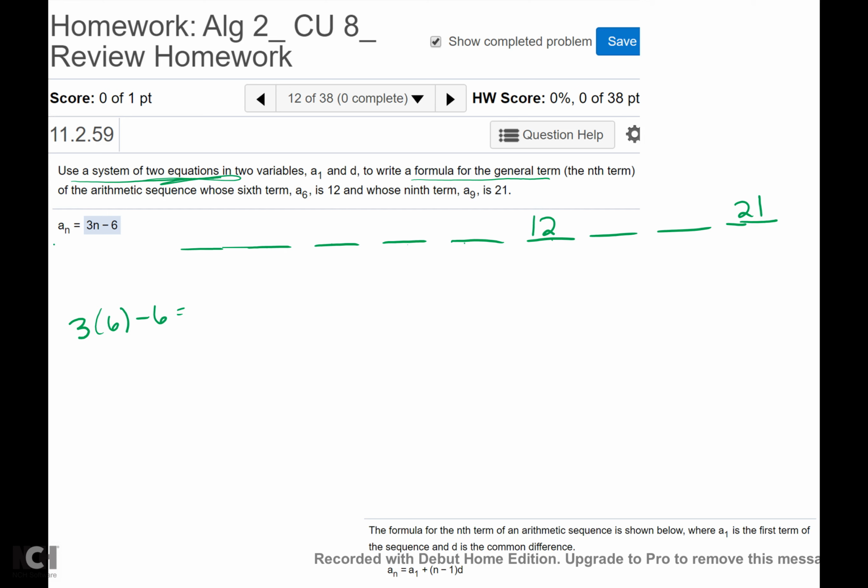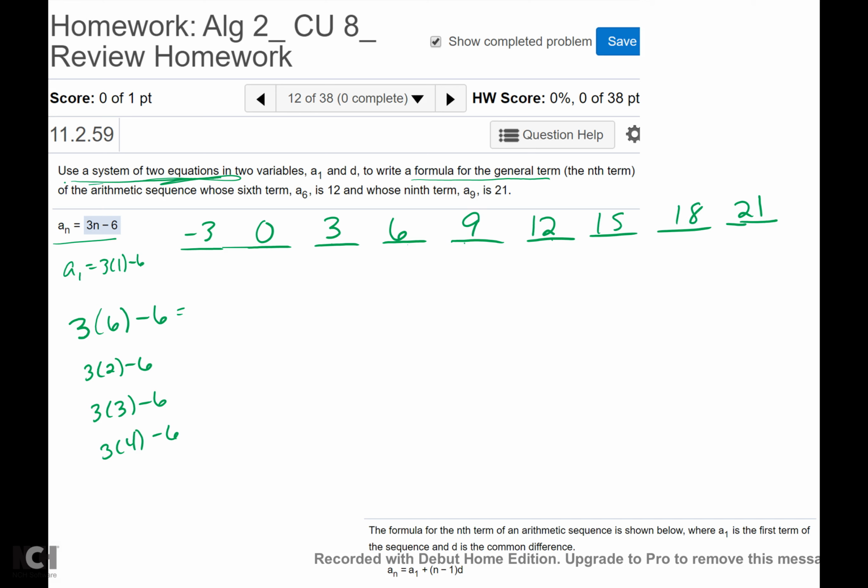If you just use the formula, a sub 1 would be 3 times 1 minus 6, that would be negative 3. And then 3 times 2 minus 6 would be 6 minus 6, would be 0. 3 times 3 minus 6 would be 9 minus 6, would be 3. 3 times 4 is 12 minus 6, which would be 6. They're adding 3 every time. 9, 12, 15, 18, 21.